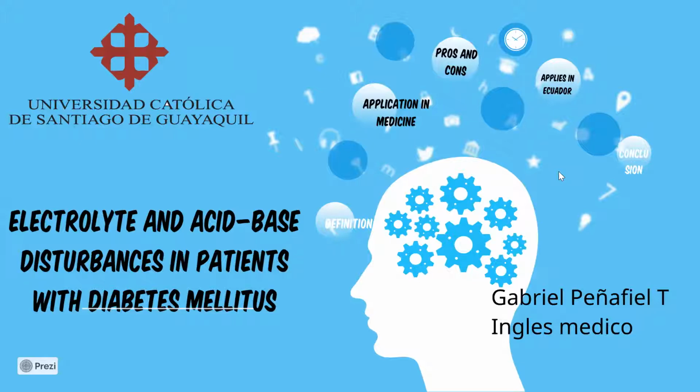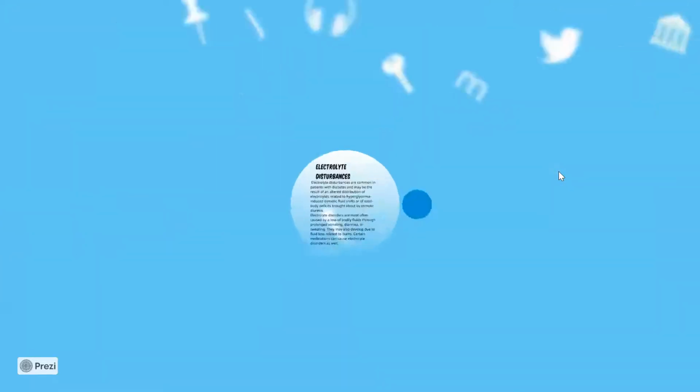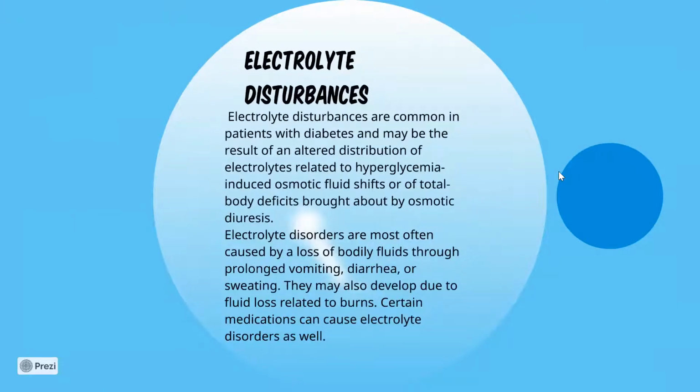I will talk about electrolyte and acid-base disturbance in patients with diabetes mellitus. Electrolyte disturbances are common in patients with diabetes and may be the result of an altered distribution of electrolytes related to hyperglycemia-induced osmotic fluid shift, or a total body deficit brought about by osmotic diuresis.